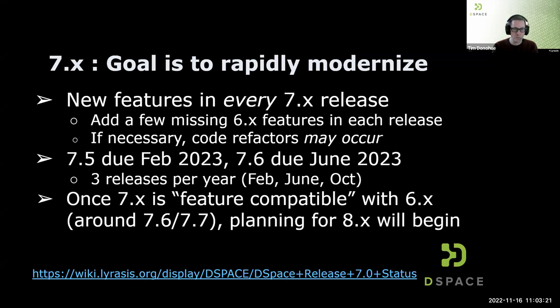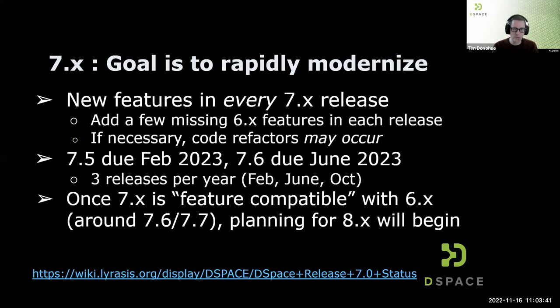As I noted before, we're on a 3 releases per year schedule. We standardized in the last year on February, June, and October. I anticipate that staying the same in 2023. So we will have 7.5 in February, 7.6 in June. 7.7 would be around October.